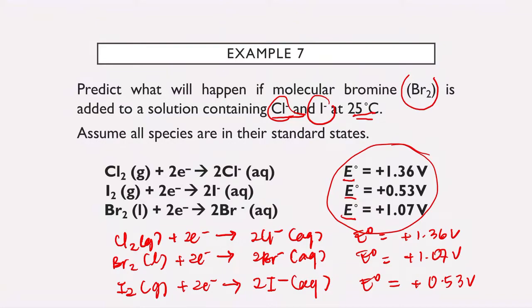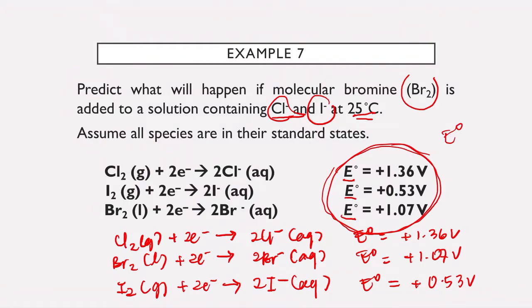Okay. So for this example, it says: predict what will happen if you put molecular bromine into a solution containing Cl minus and I minus at 25 degrees Celsius. Assume all species are in their standard state. So that means you can use this E0, the standard electrode potential.